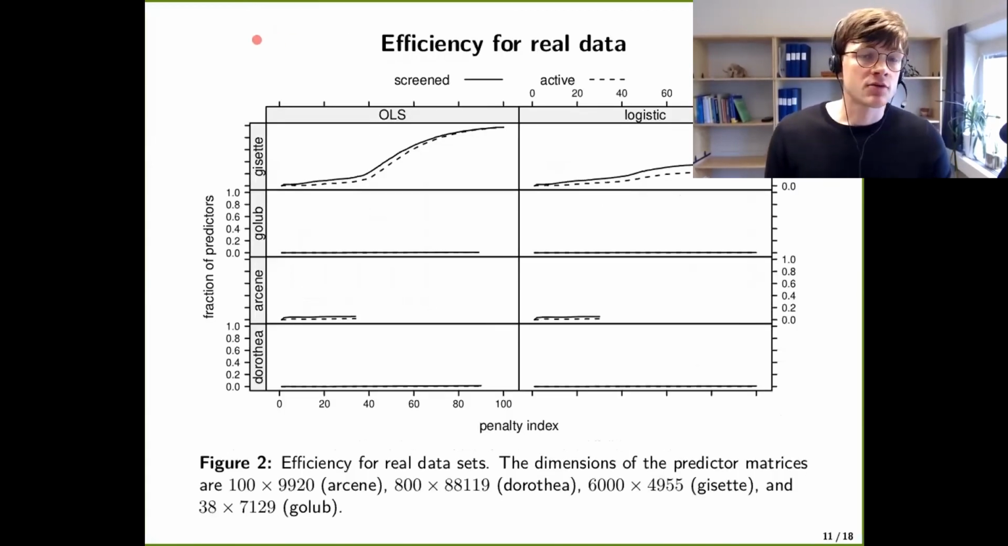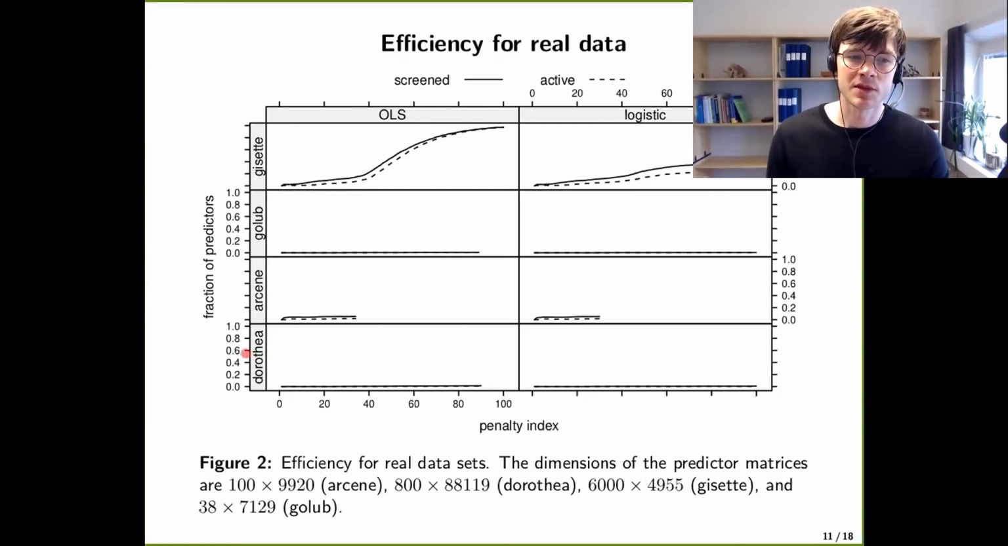This is what it can look like for real data. So here we have 4 data sets. We've transformed the outcome here to work for both ordinary least squares regression, regularized with the sorted L1 norm, and logistic regression. And for all these data sets, this works extremely well.